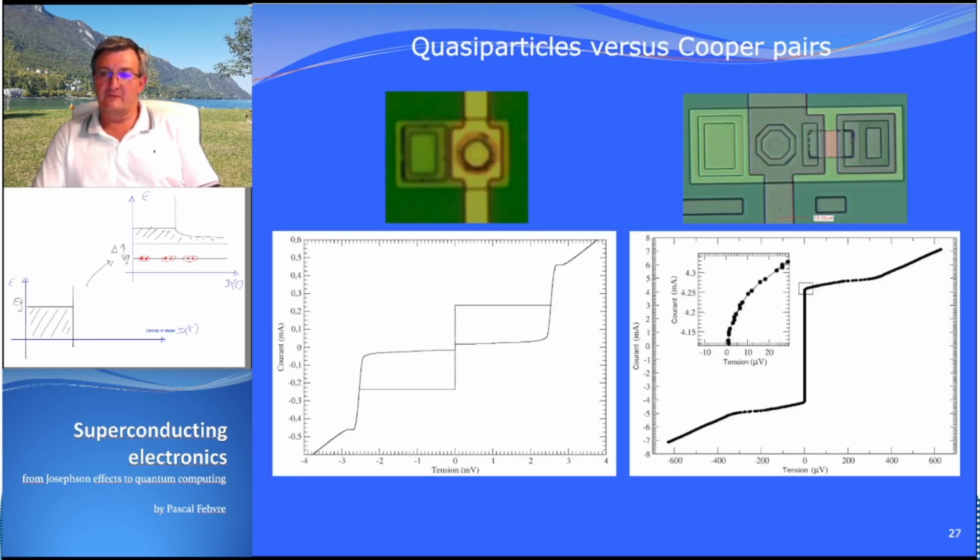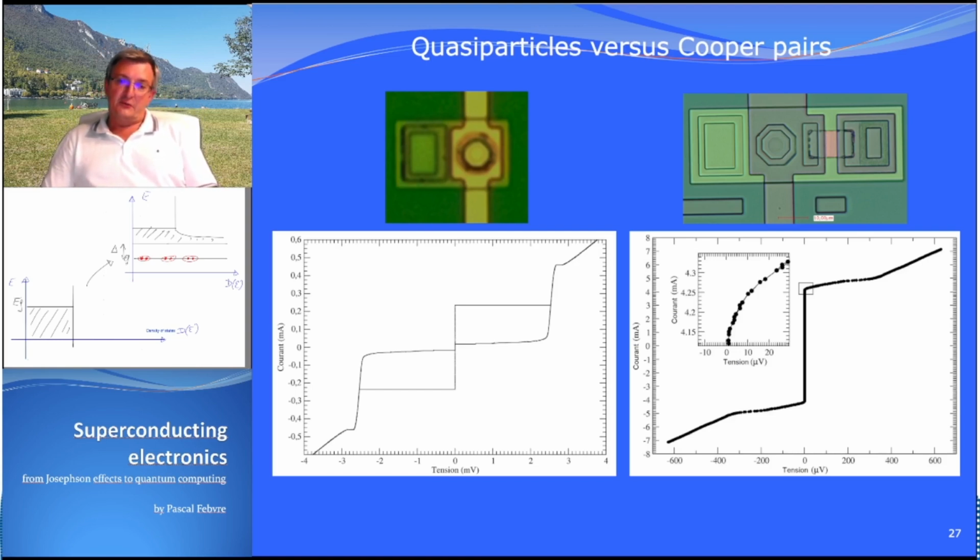So that is some feature that you can see on the current voltage characteristic of a Josephson junction, depending on how it's fabricated, on the properties of the barrier, and many other parameters. But that's the simplest case. It's just when you bias it with a DC voltage.